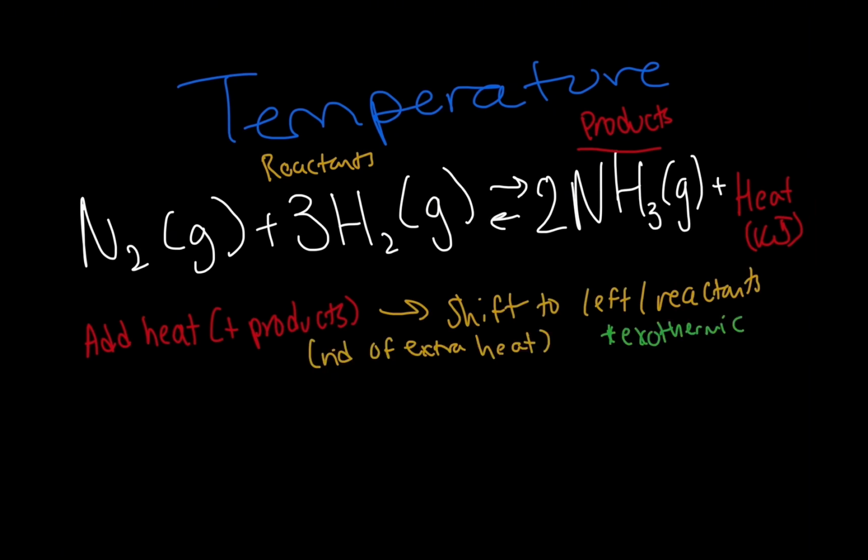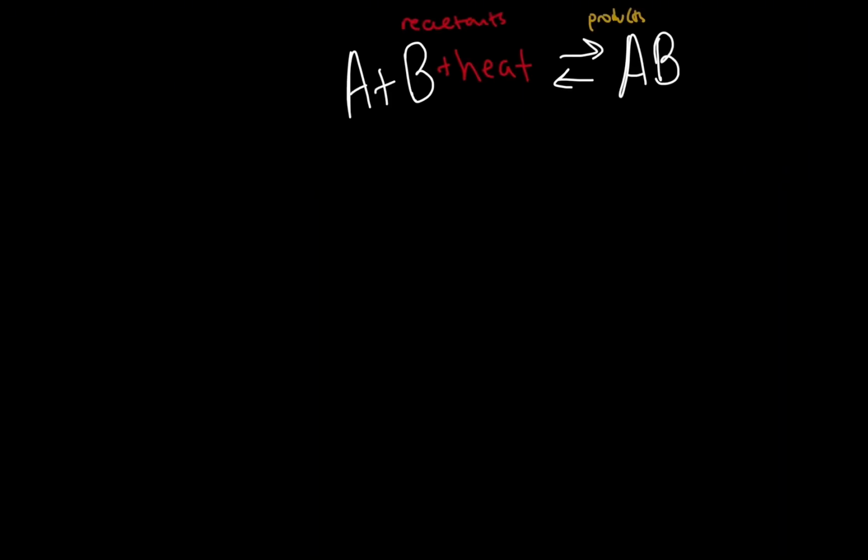But if the system was cooled, or we're decreasing heat, we're basically minusing the products. So we have to shift to the right, or to the products, in order to replenish that heat that's in the products. So now let's say you have a general equation where you have A plus B plus heat in the reactants is reversible to AB, which is in the products.